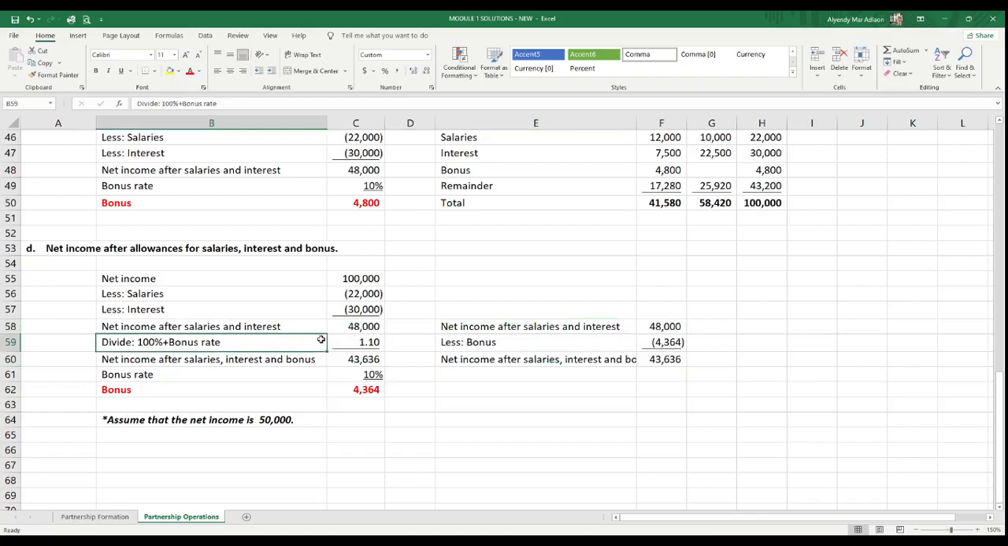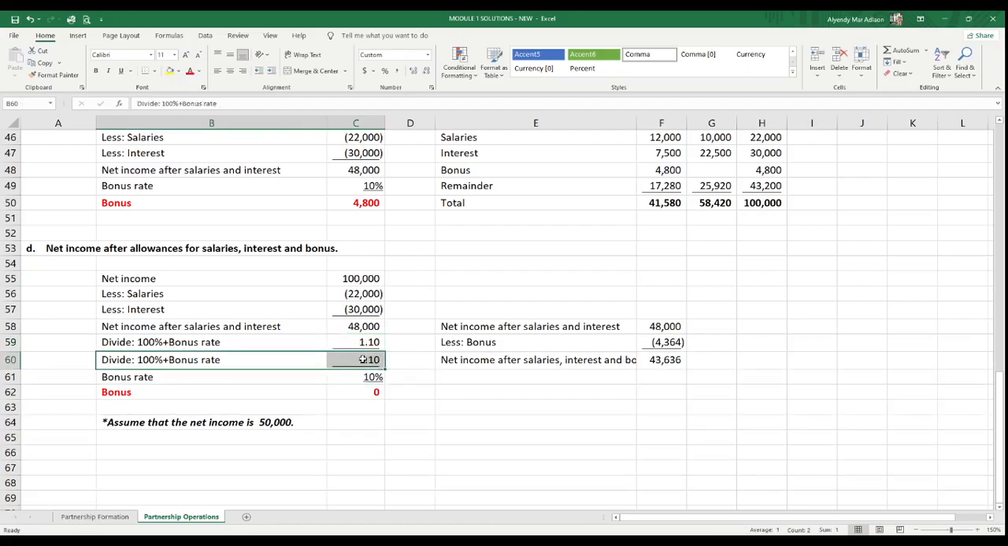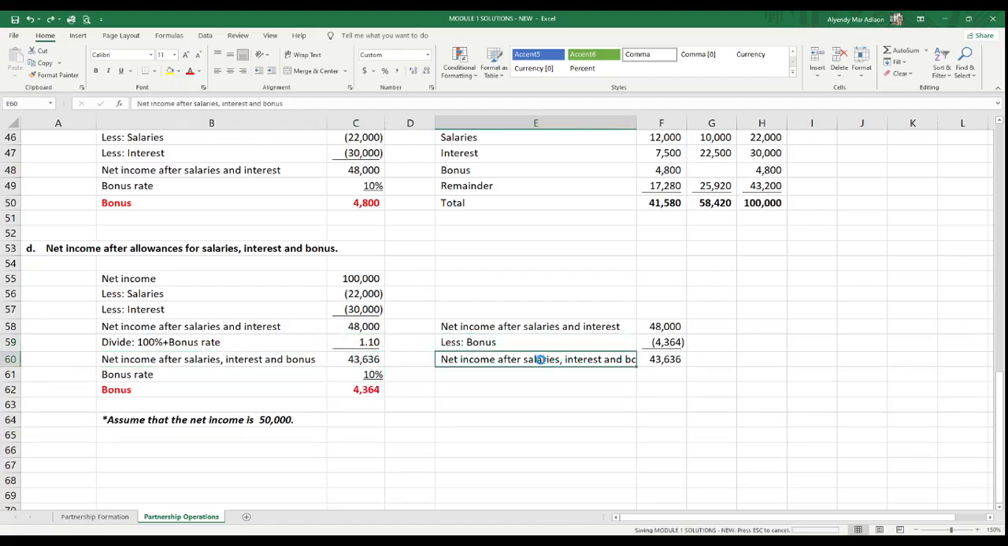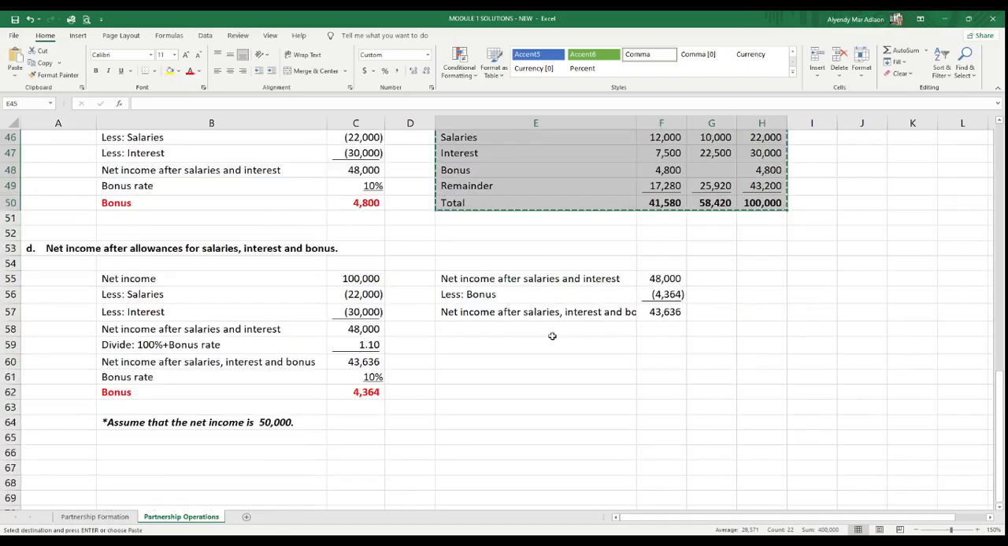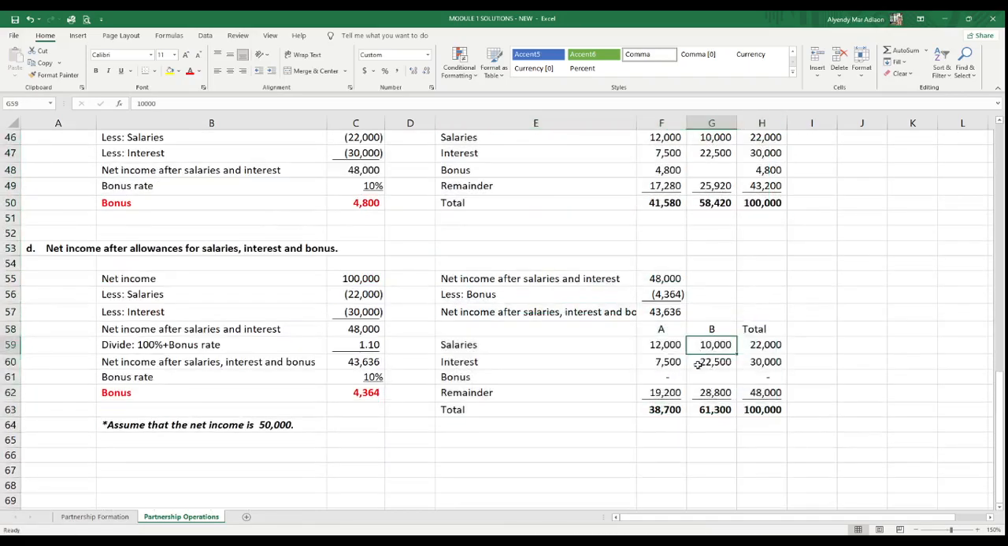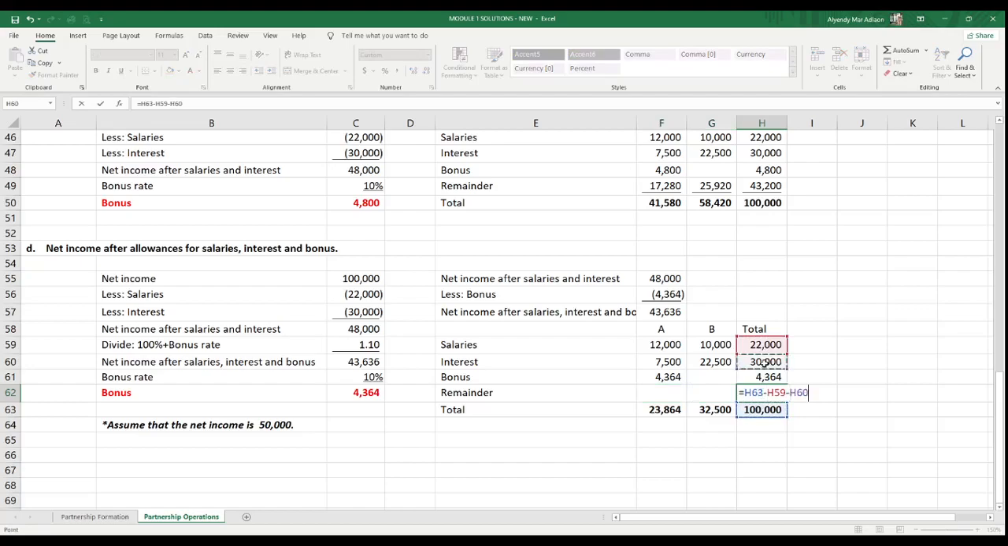Okay? We only divide it by 100% plus the bonus rate to get the net income after salaries, interest, and bonus. Now, how about the computation of the profit? For the computation of profit, of course, that would now be different. The salaries and interest are the same, but the bonus is now 4,364. For the remainder, it's different, no? We have 100,000 minus 22,000 minus 30,000 minus 4,364, and we got 43,636.